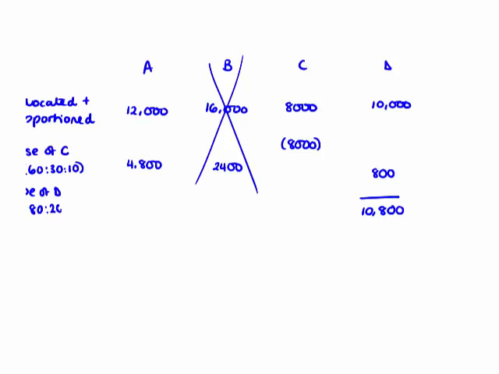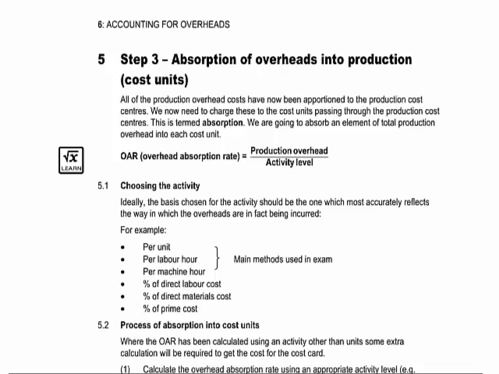So 80% of it is going to go to A. So 80% will be 8,640. So the total amount in Department A is going to be $25,440, which was answer D. The final step then involves absorbing the overheads into the production.